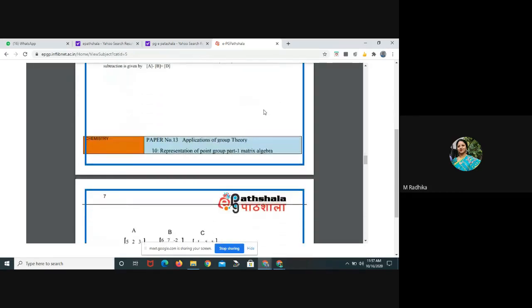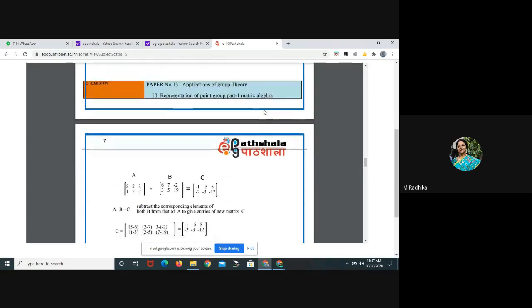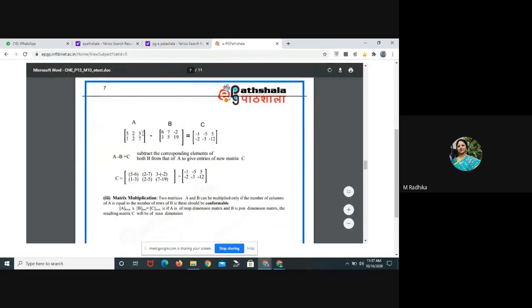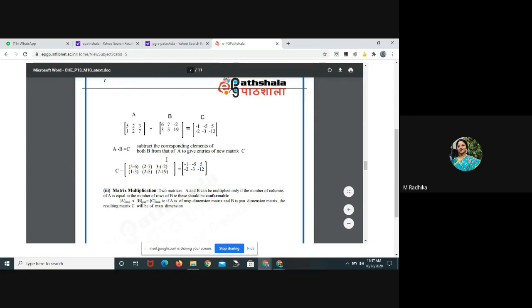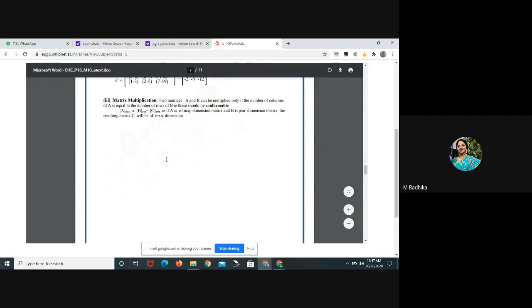Subtraction is also the same way. You should have both the same. So 5 minus 6, same matrix, so it will be minus 1, because it is A minus B, I should take 5 in the beginning, then minus 6. So it is minus 1. Similarly, you have to do all the things and you will get this. So this is about the subtraction. Now we will see what a multiplication is.